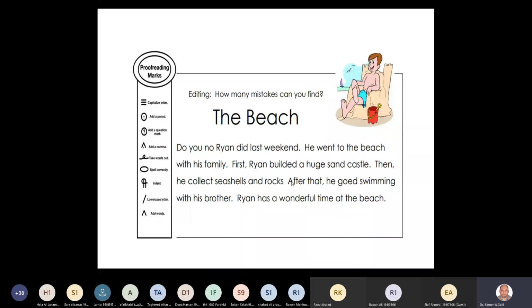Yes, Doctor. Fawzi Sharif, go ahead. He got, I think it's wrong, third line. Yes, it should be he went. Yeah, okay. He went swimming. Okay.